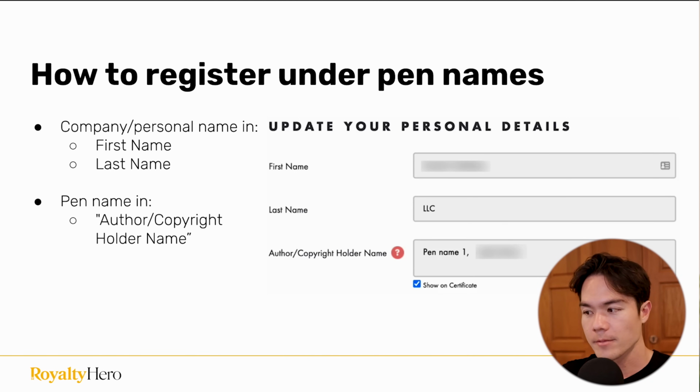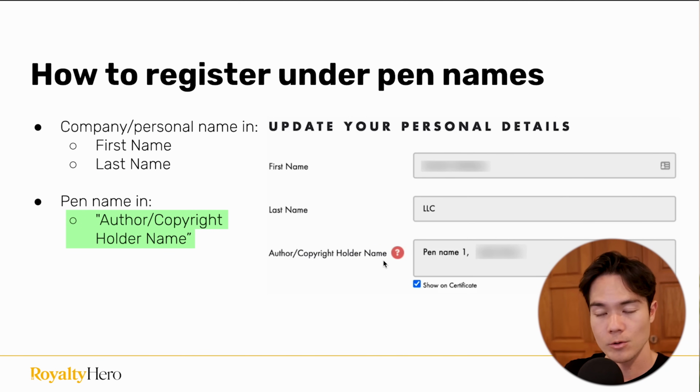Once again, if you do have pen names, this is how you register it. I just want to go over it again because it might be a little confusing at the start, right? For your company and a personal name, you're going to put your first and last name, right? But if you do have pen names, or if you have multiple pen names, then you're going to put that in the author copyright holder name section, right? And you're just going to put pen name 1, pen name 2, pen name 3, and those pen names will all show up on your certificate.